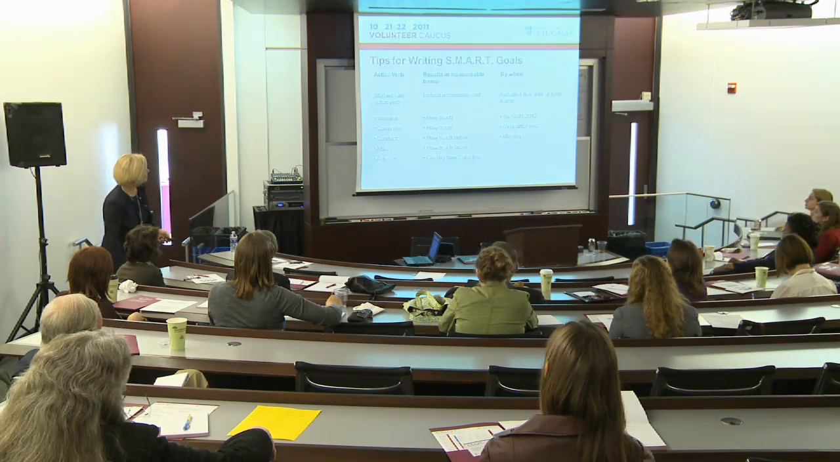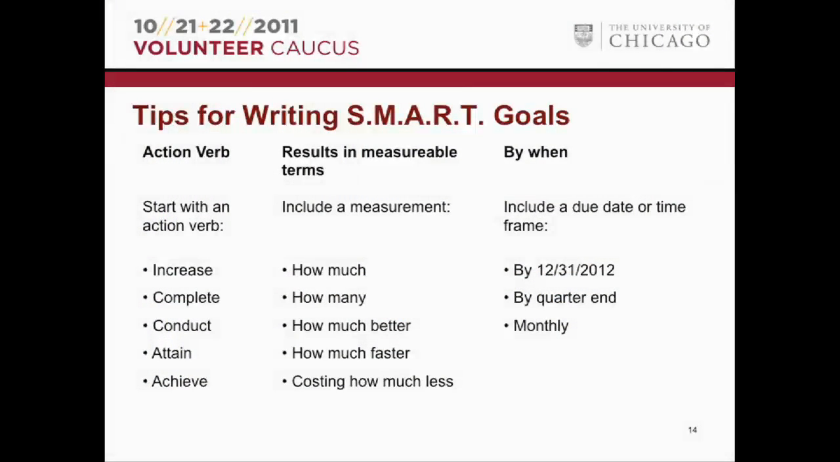Here's some more tips for writing SMART goals. The action verbs are on the side. Middle is how many, how much better, and then on the right is your timing.